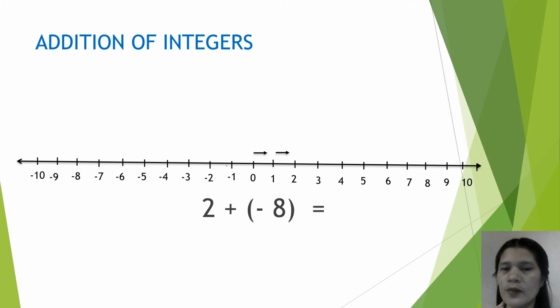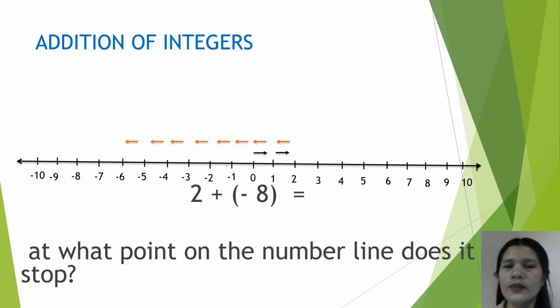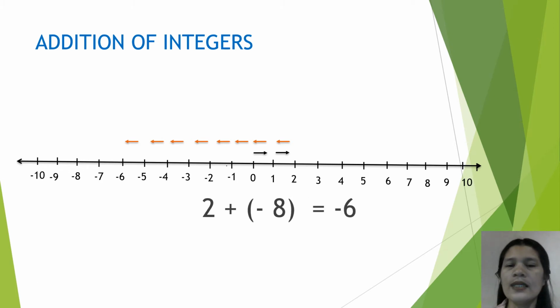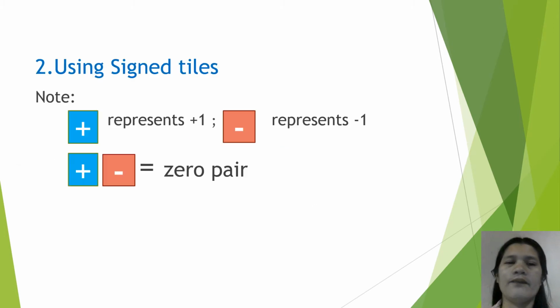So we have to move how many units? 8. So 1, 2, 3, 4, 5, 6, 7, 8. So at what point on the number line does it stop? It stops on point negative 6. So the answer is negative 6.